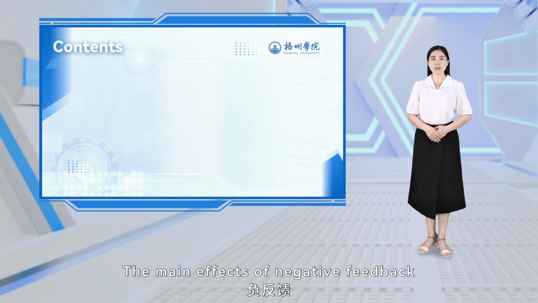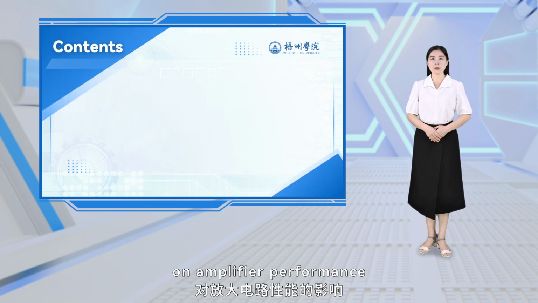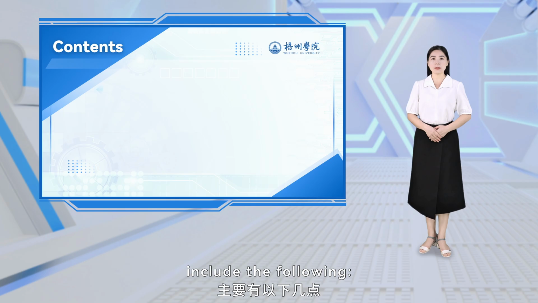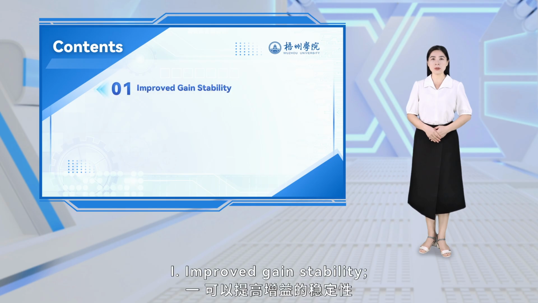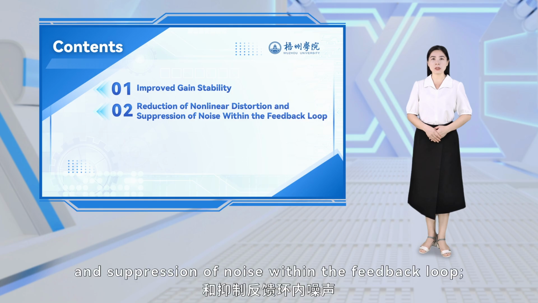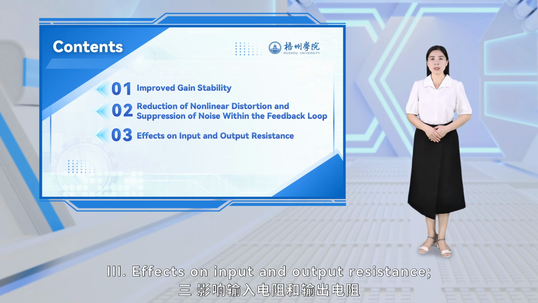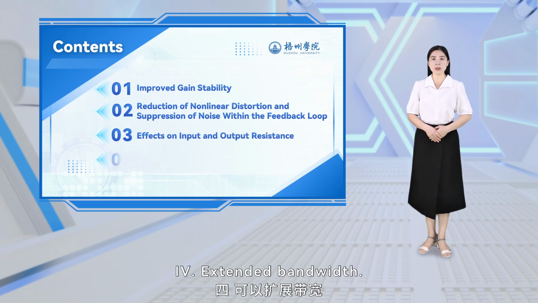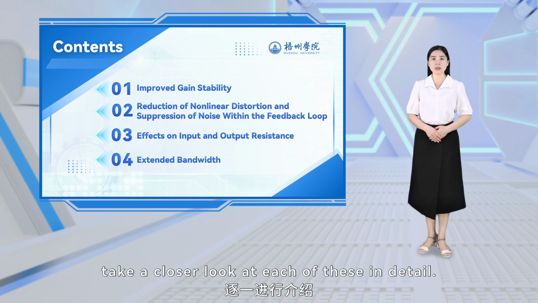The main effects of negative feedback on amplifier performance include the following: 1. Improved gain stability. 2. Reduction of nonlinear distortion and suppression of noise within the feedback loop. 3. Effects on input and output resistance. 4. Extended bandwidth. Let's now take a closer look at each of these in detail.